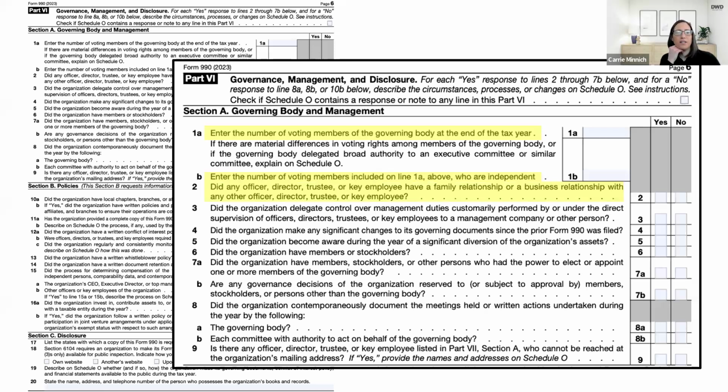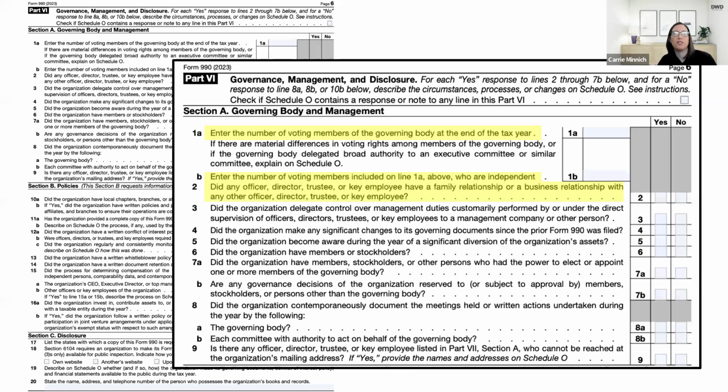Then it asks if any board member or key employee, which would be your CEO or executive director, had a family or business relationship with any other director or CEO, executive director during the year within the organization. So they want to know about those relationships. So that would be if anyone maybe owned a business together. If they just worked at the same place, that's probably not something that needs to be reported. But if they have some kind of management decision-making or ownership, then that would need to be reported.